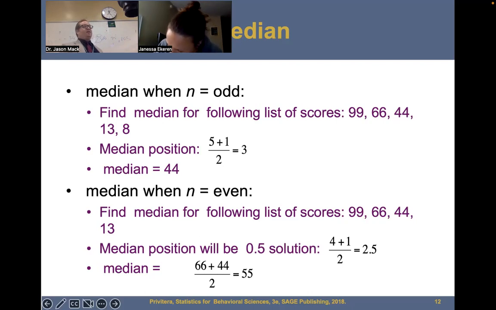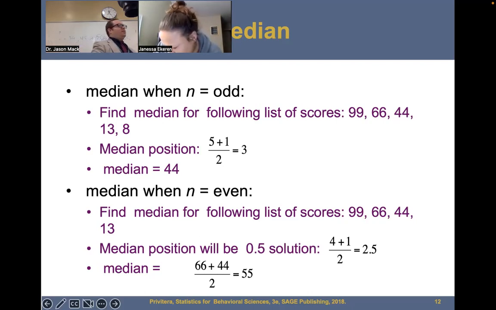Wait, you said for this one, 99, 64, 44, and 13, you said the median was 55? Yeah, because there's four numbers. Yeah. So we took 4 plus 1, n plus 1, and divided by 2, which is the 2.5 solution. So 66 plus 44, because it's the two numbers, 2.5 between the two, divided by 2 equal to 55. So it's the right in the center solution.